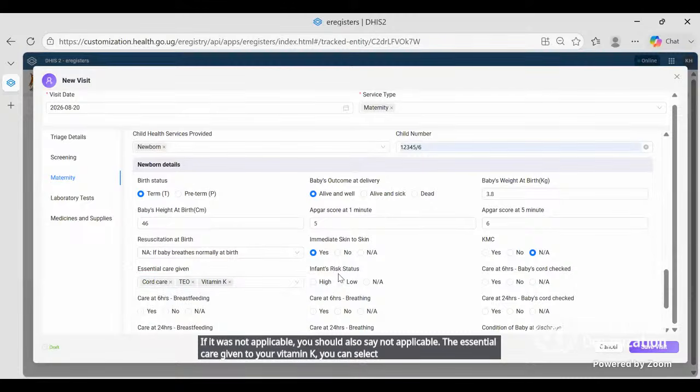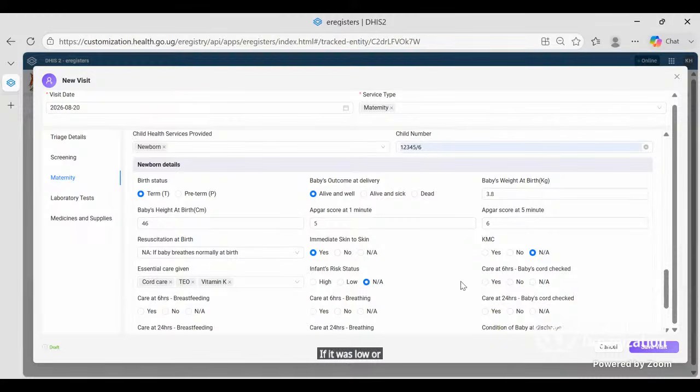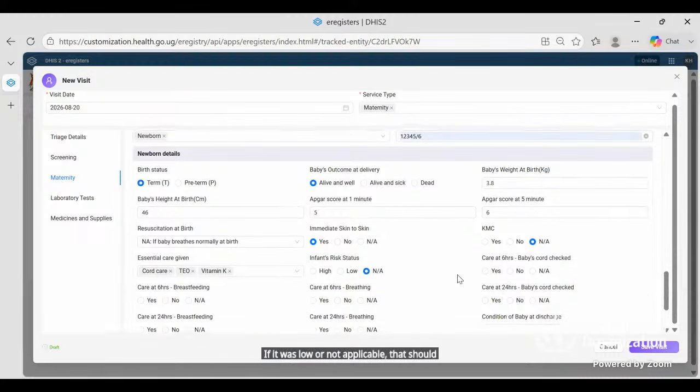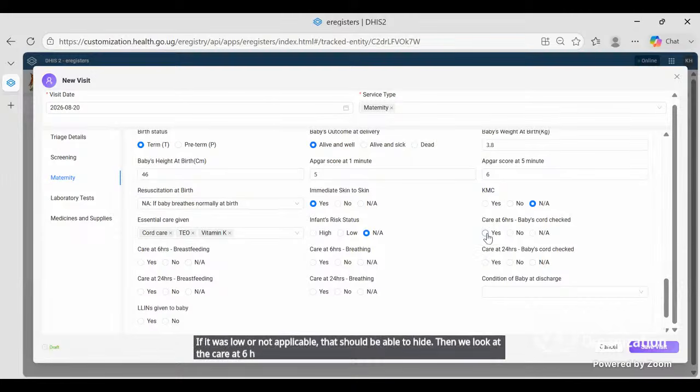What was the infant's risk status? If it was high, then you can see that we go ahead to ask whether ARVs were administered to the baby. If it was low or not applicable, that should be able to hide. Then we look at the care at 6 hours, whether we gave the code care, was the code checked, breastfeeding at 6 hours, the breathing, did we check the breathing at 6 hours?